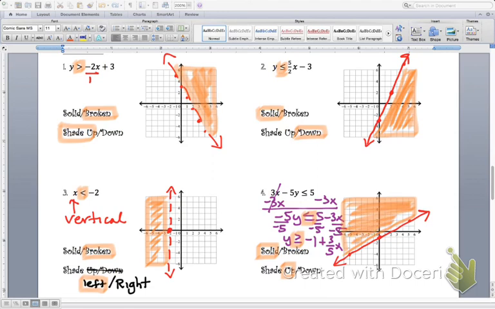All right, and that's pretty much the idea. So the only difference is you're deciding two more things when you have an inequality: broken or solid lines, and if you shade above or below, or if it's vertical, left and right.